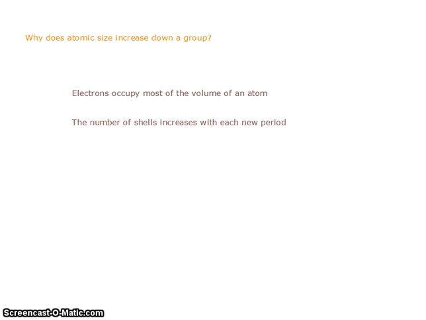Okay, so again, when we look at the atomic size, we have to remember that electrons occupy most of the volume of an atom, and then each time we go down to a new period, so as we go down the columns, down the periodic table, you get more energy shells with each level, and that makes the atoms bigger.